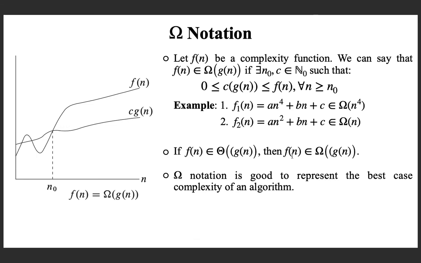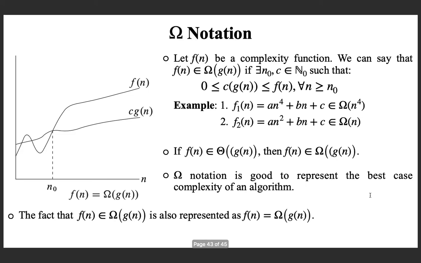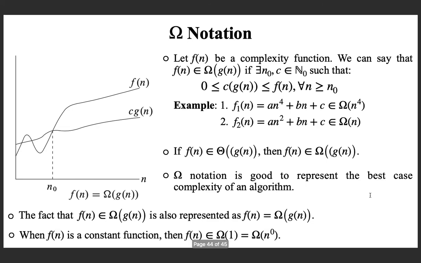And omega notation is good to represent the best case complexity of an algorithm. Best case means the actual complexity is always at least as much as, greater than or equal to, the value given by this function. This is the notation. And here as well, when the function is constant, then it is in the order of 1.